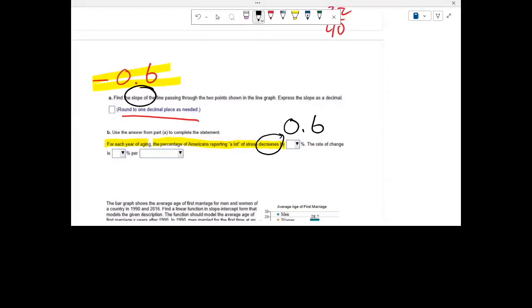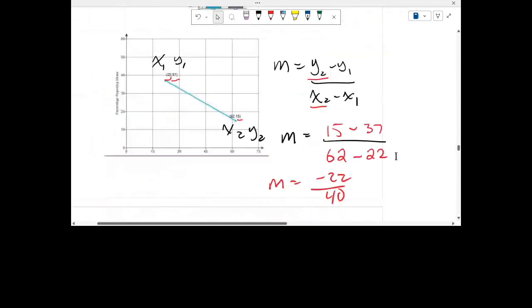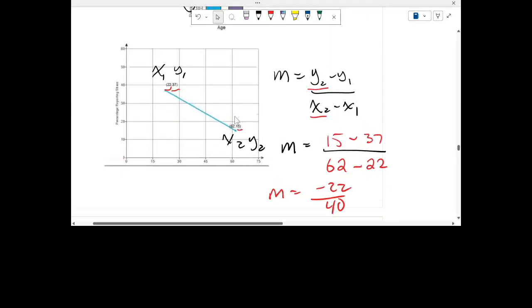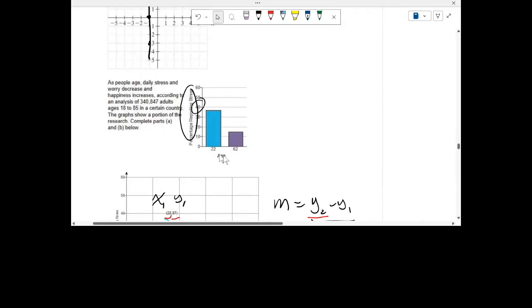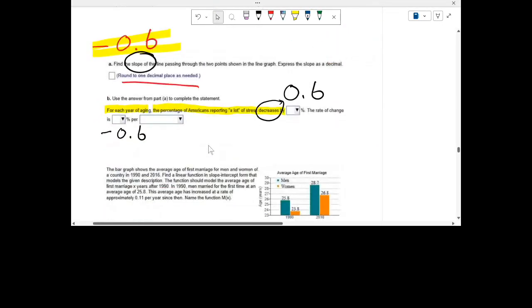And it says the rate of change is right here, y'all. I'm going to put, again, negative 0.6 per. If you look at the numbers on the bottom, y'all, those numbers on the bottom were referring to the age. This is how old we are in years. So this is per year, right? Every year, your level of stress should go down by 0.6%. According to this, I couldn't tell you it's accurate or not, but according to that, as we get older, the stress is supposed to get down.